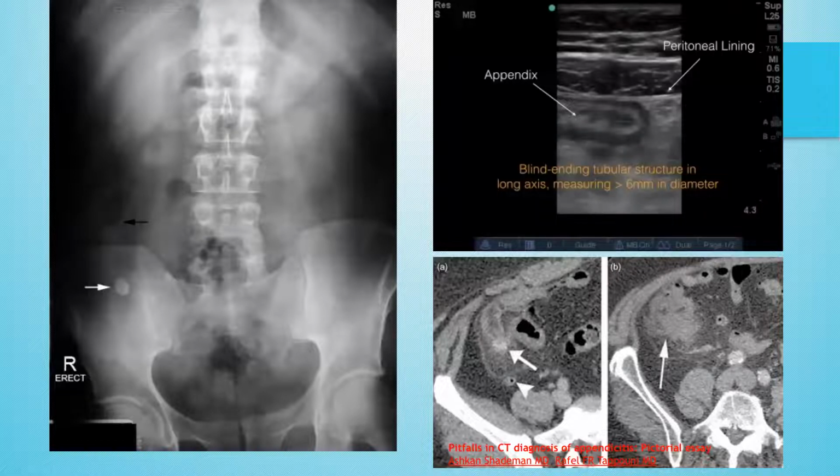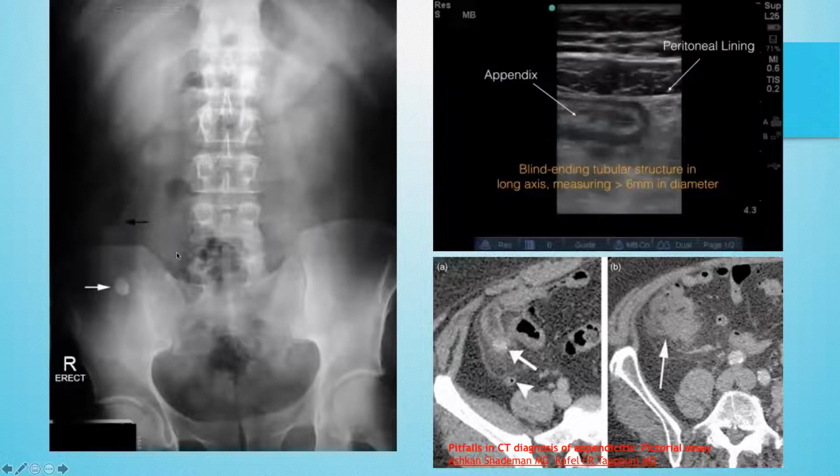But tell me about the plain film. What do you think it is? Look at the plain film, because you can speak about it right here from the location and stuff, as well as this associated finding. So what would you think it is? Likely an appendicolith. What is this here? The black arrow. What's that pointing to? It's not really. You're not seeing it? All right, that's the story. I'll go with that. There's a fluid level in the obstructed appendix.